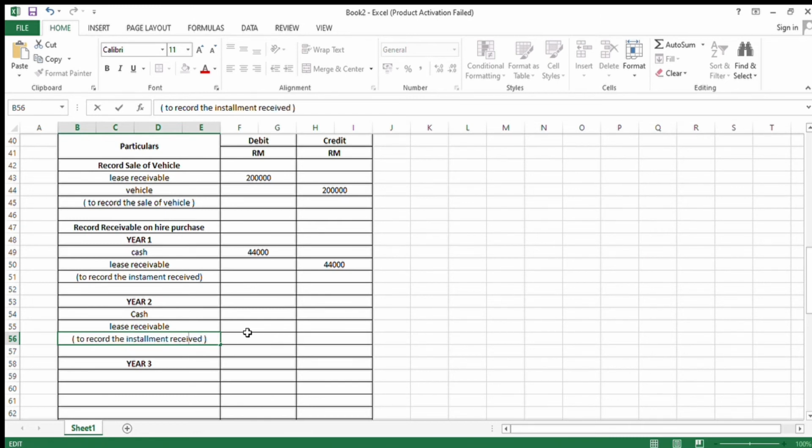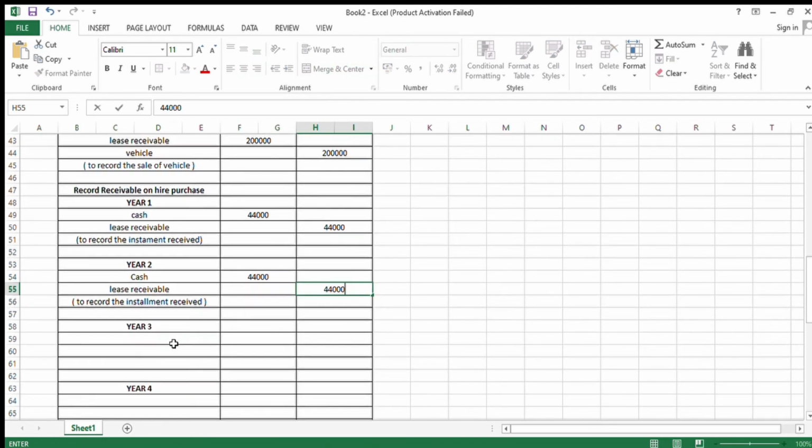So now for year 2, year 3, and year 4, we also make the same transactions, debit, credit, reason, and the amount also the same.